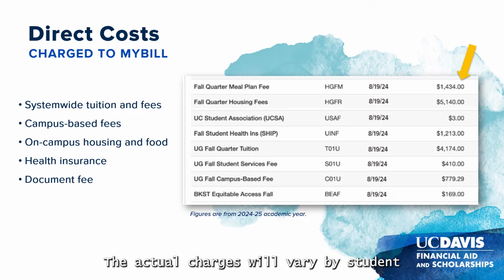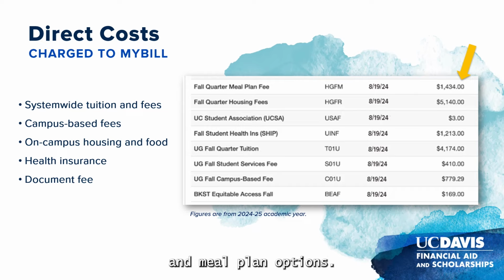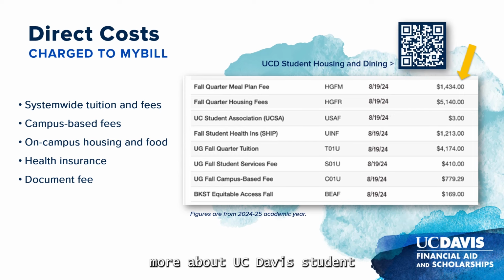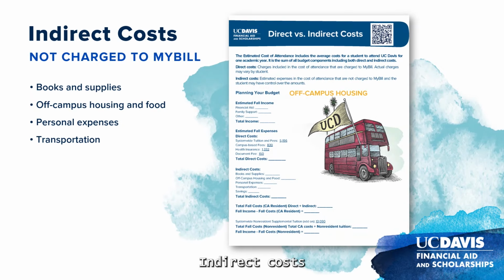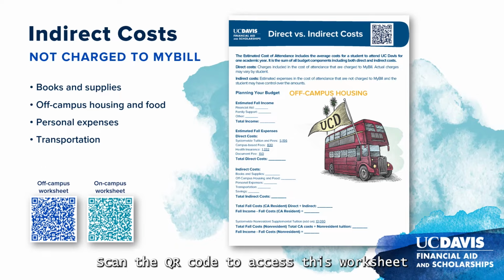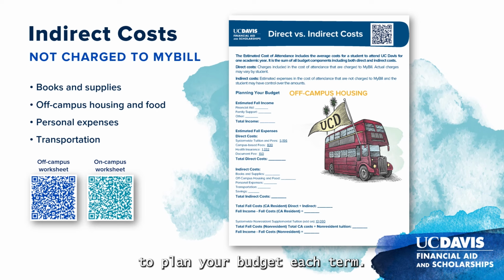The actual charges will vary by student based on your housing and meal plan options. Whether you choose the residence halls or on-campus apartments, have roommates or not, and choose the 5-day, 7-day, or 9 meals a week dining plan. Scan the QR code to learn more about UC Davis student housing and dining options. Indirect costs are estimated expenses in the cost of attendance budget that are not charged directly to the student in My Bill, and you may have control over these amounts. These items include books and supplies, off-campus housing and food, personal expenses, and transportation. Scan the QR code to access this worksheet to plan your budget each term.